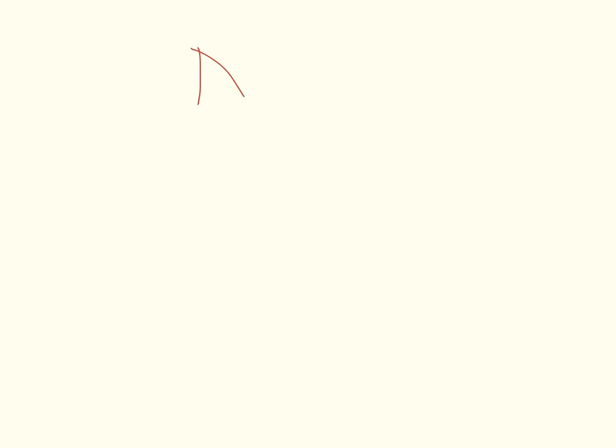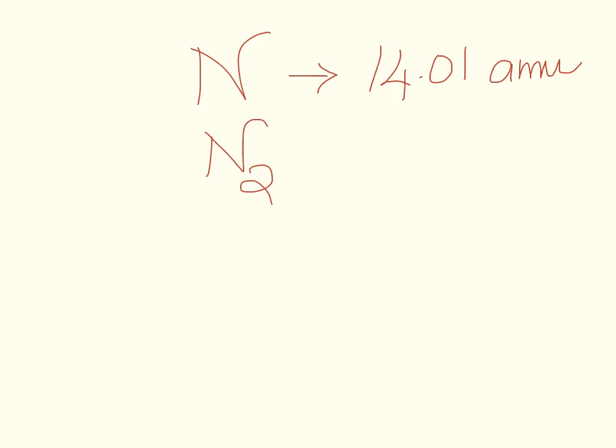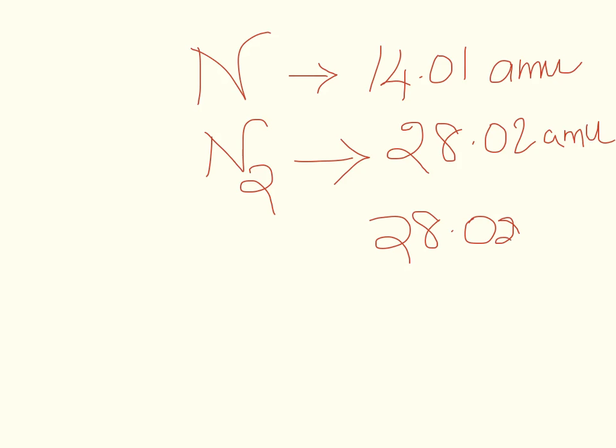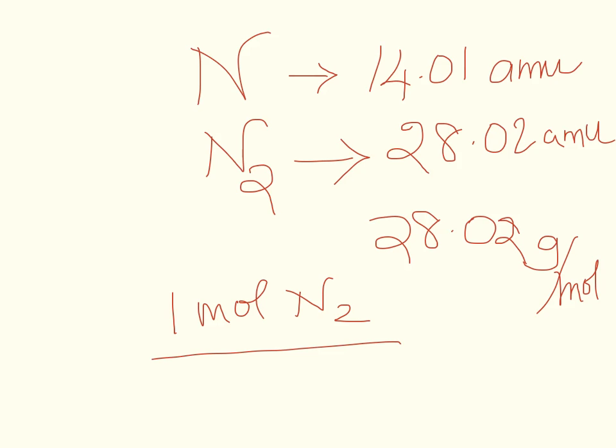For nitrogen on the periodic table, it is 14.01 AMU. Nitrogen exists as N2, so the mass is 28.02 AMU. So the molar mass or molecular weight for nitrogen would be 28.02 grams per mole. So our conversion factor, if we had to do some conversions, would be 1 mole of nitrogen molecules has a mass of 28.02 grams.